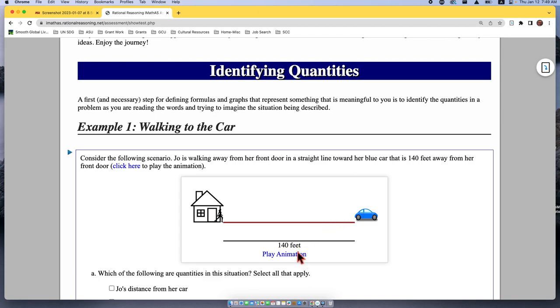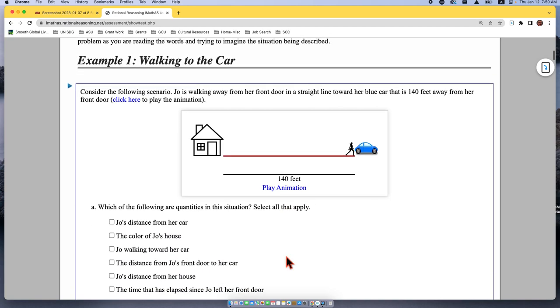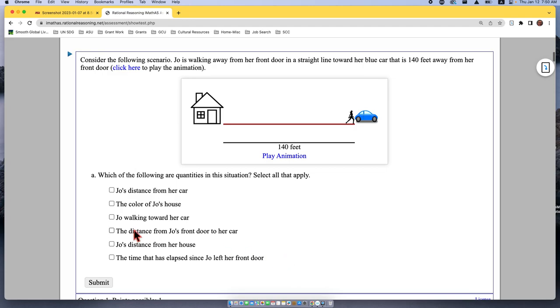We see 140 feet here. And the nice thing of this that you can't do with the textbook is you can click on the button and it actually gives them motion. Okay, so this is a story about somebody walking to their car. And again, it starts asking you some questions, so it's sort of an interactive thing. Again, at this point, you don't have to worry about getting things right or wrong.